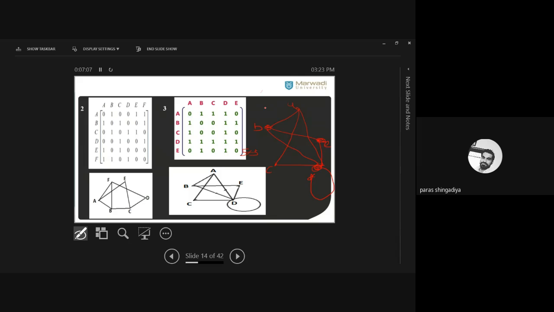Clear? You will get a different shape if you change the position of the vertices. Clear? You will get a different shape in place of that. You change this. Clear? You get a different shape. But that is also the answer. Clear?